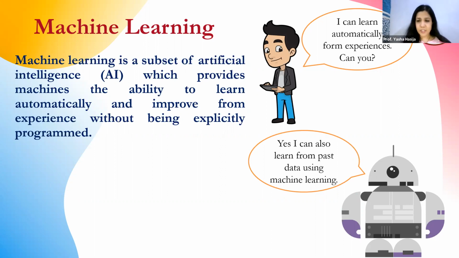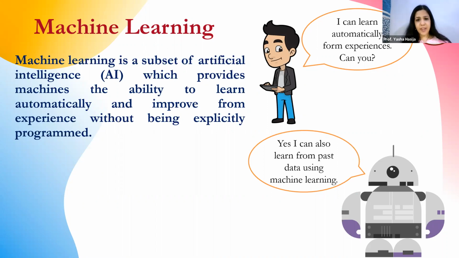So why are we able to make that distinction as we grow up? It is because we observe our surroundings, we gather more data, and most importantly, we learn from our past experiences, right? Just like in the picture that I've depicted here, the man says to this robot, I can learn automatically from experiences. Can you? So the robot now says, I can also learn from the past data using machine learning. So exactly that. The machine is learning just like a human brain. And what is required is the data, and what is required is the experience, right?